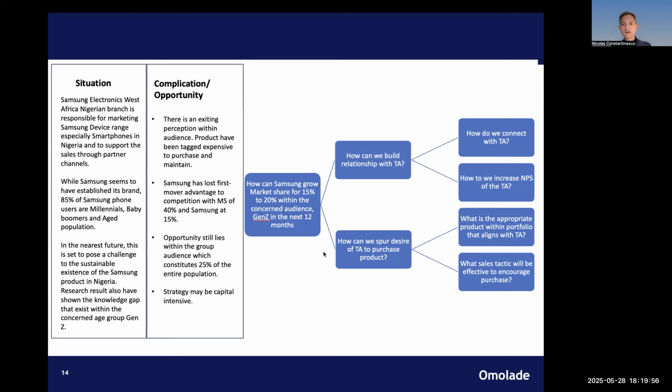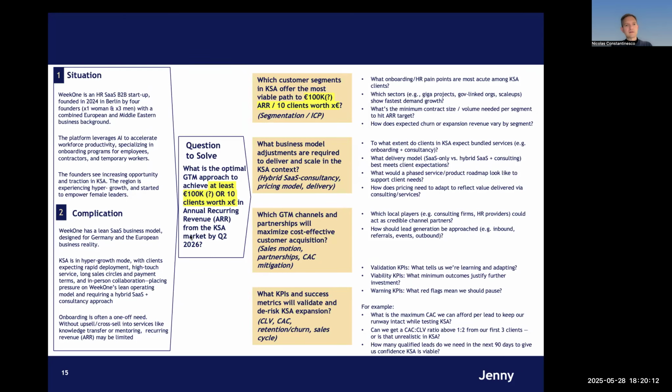Okay, then let's move on to the next one. So same process: read the question first, maybe scan the situation complication, read level one, and then scan level two. And let me know when you're done. Here it is. It's a lot. I would even say you can skip level two altogether.